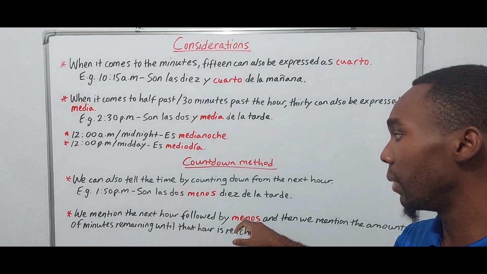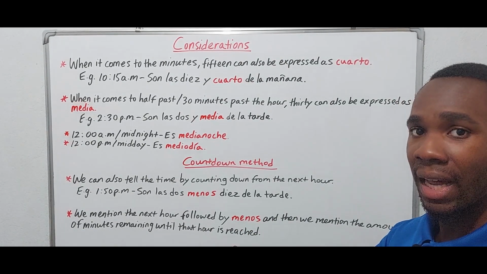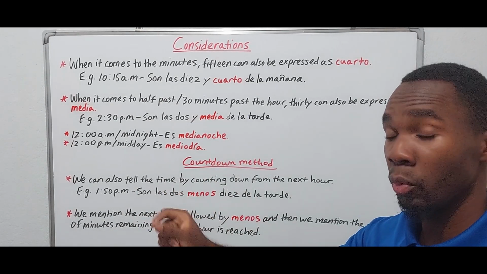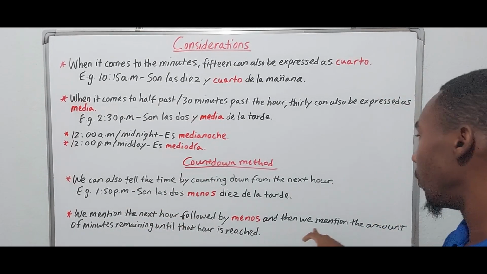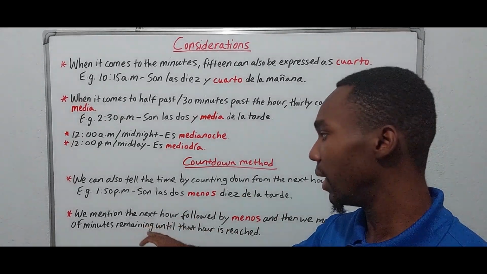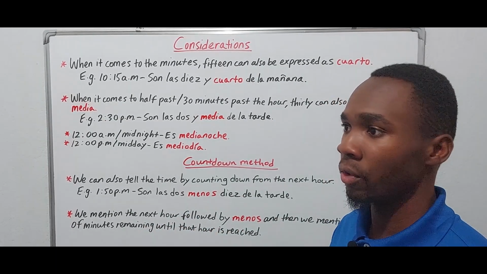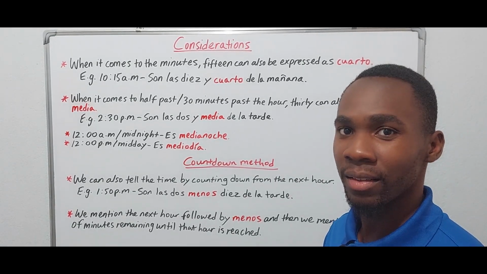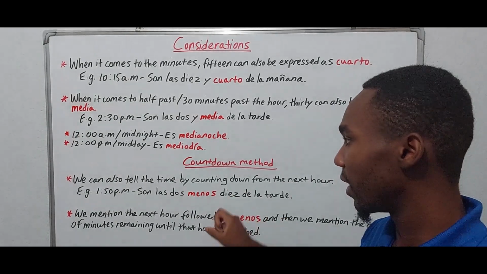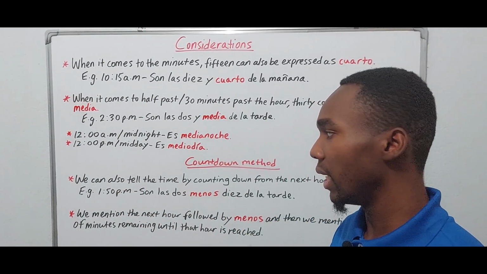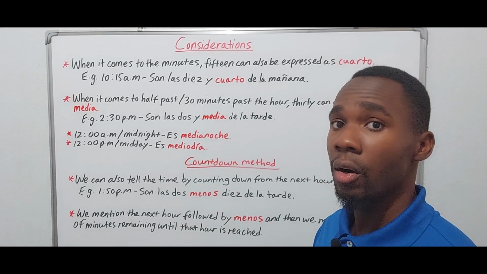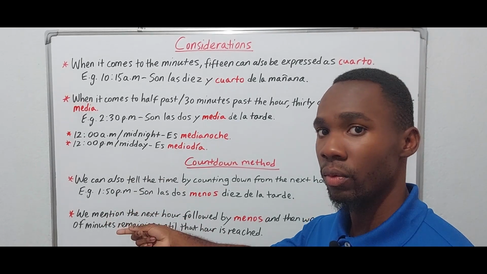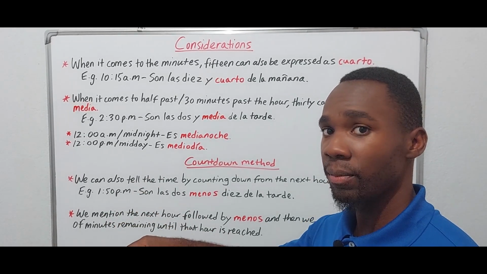So we use the word menos. We introduce the hour that is coming, the following hour, then we put the word menos, and then we mention the amount of minutes remaining until that hour is reached. So with this method, you'll have to know a little bit of math, right? For example, 1:50 p.m. In English, we would say 1:50, or we would say 10 to 2, right? 10 to 2. So how do we say that in Spanish?